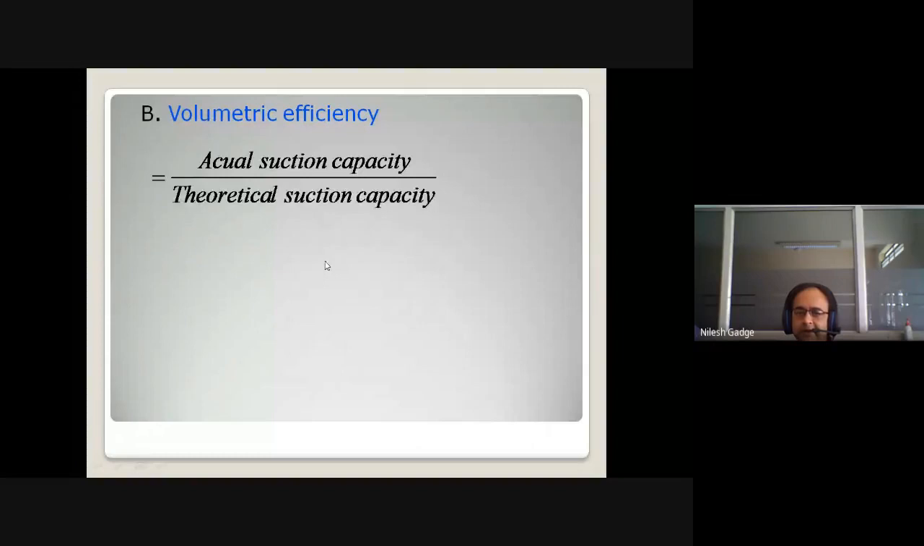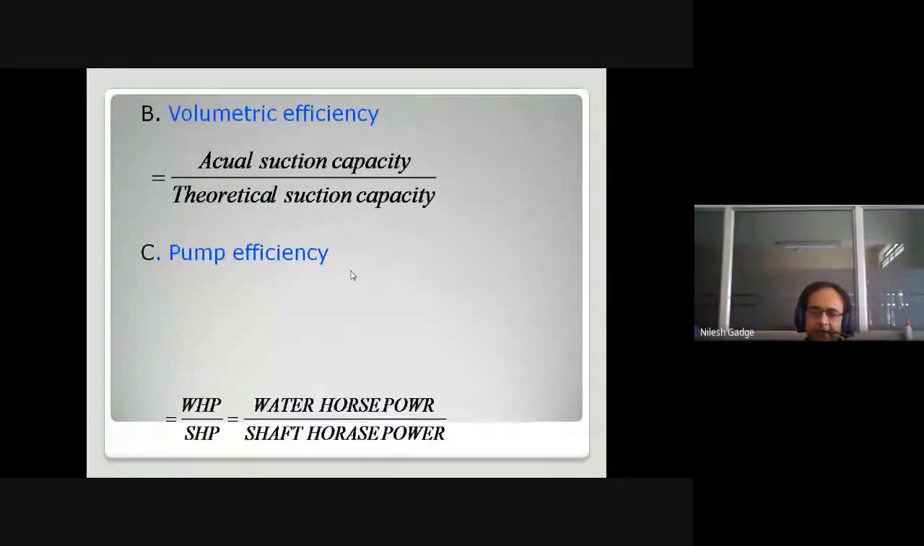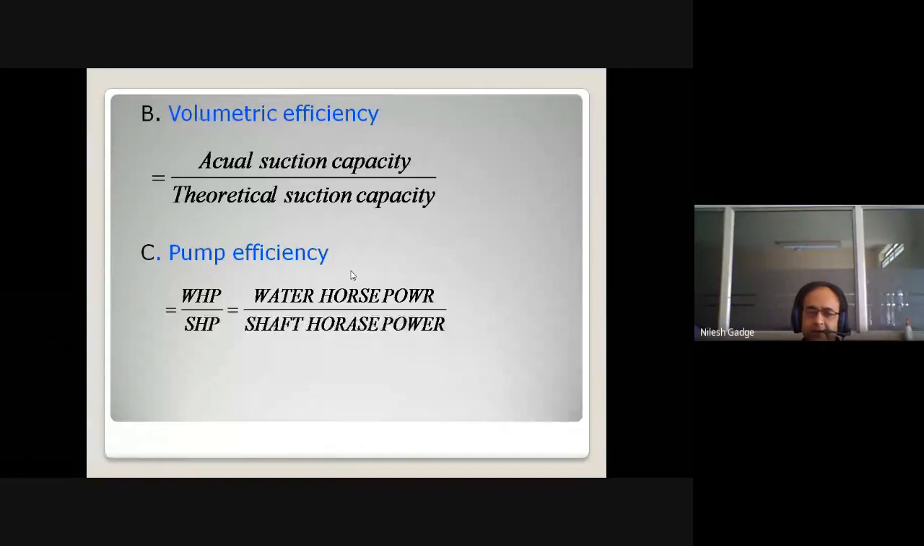Then the volumetric efficiency, actual suction capacity divided by theoretical suction capacity. Then the next term, pump efficiency. Write down pump efficiency, WHP divided by SHP. WHP is water horsepower divided by shaft horsepower. Write down this term, pump efficiency. Okay, do it fast. Pump efficiency is water horsepower divided by shaft horsepower. The spellings are wrong here. Write down the proper spelling of horsepower, H-O-R-S-E. A is not required. So WHP divided by SHP.